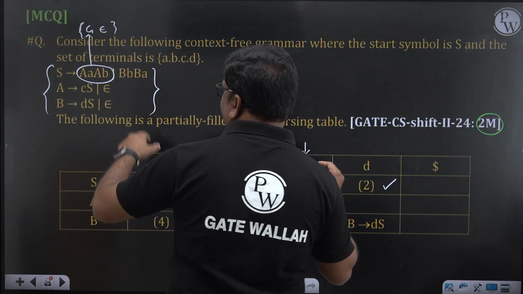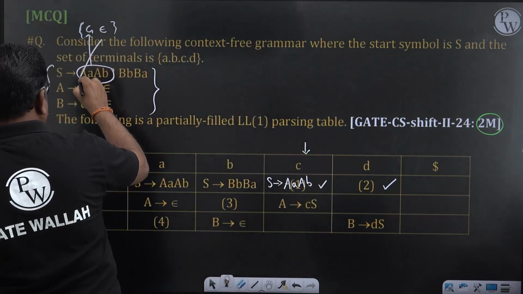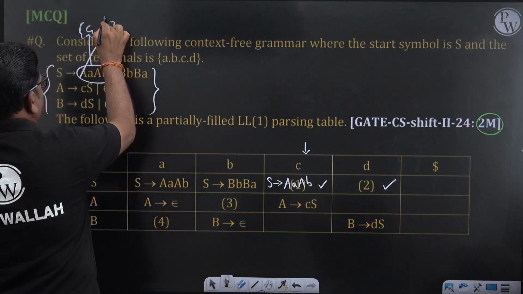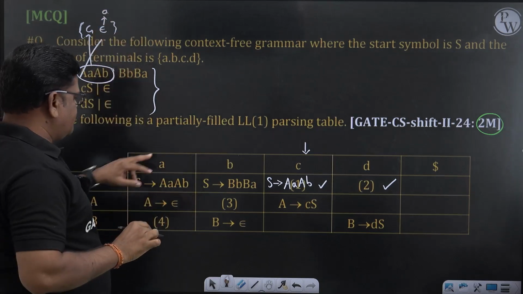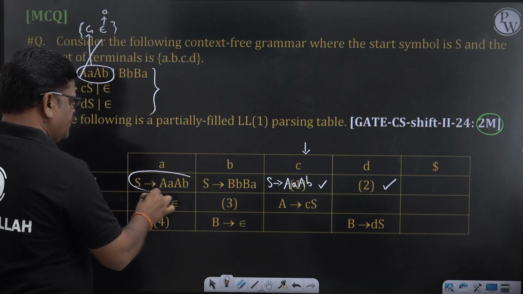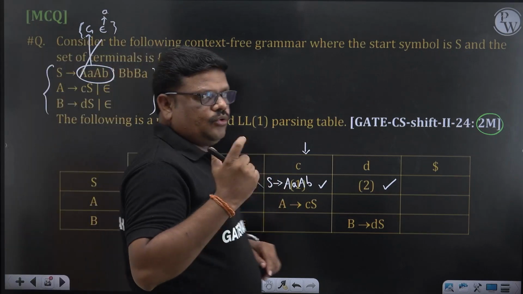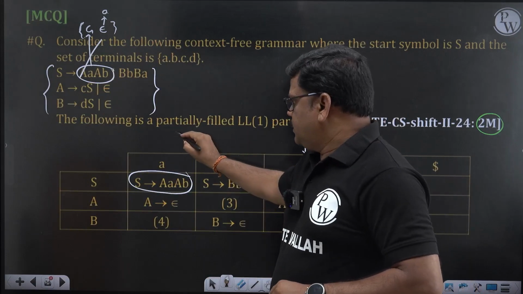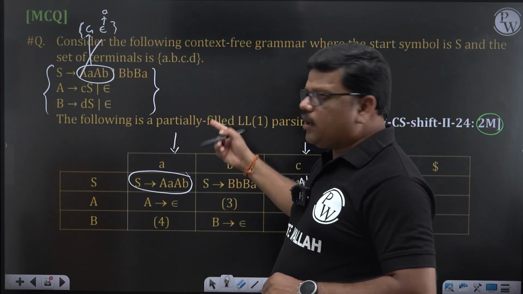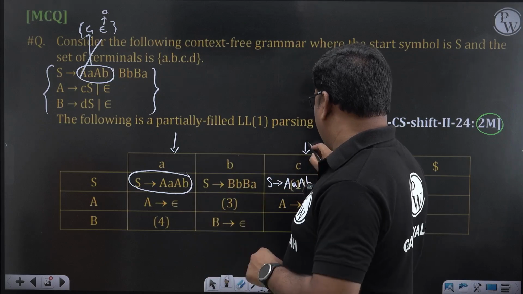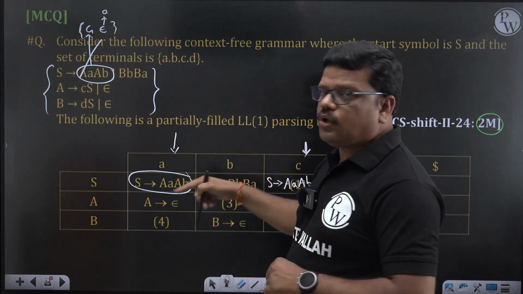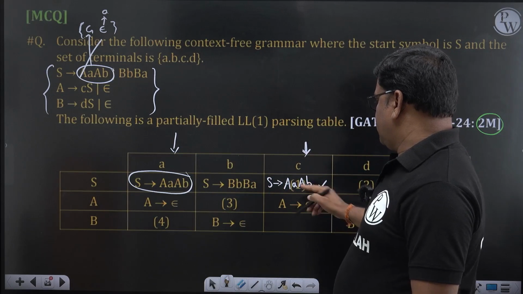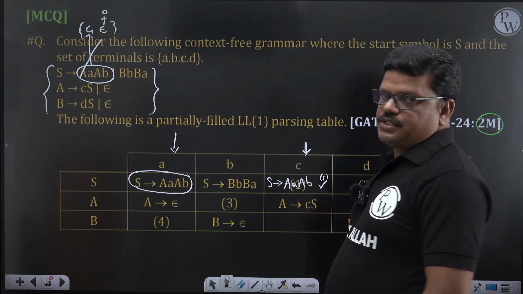Whenever epsilon is there, we need to replace it and again calculate first. Whenever you do the replacement, we will get A here. So, in the position of A also, we need to place this production. So, the first production will go in 2 places, column-wise: column A as well as column C. In both columns the first production will be placed. So, our 1 is nothing but the first production.